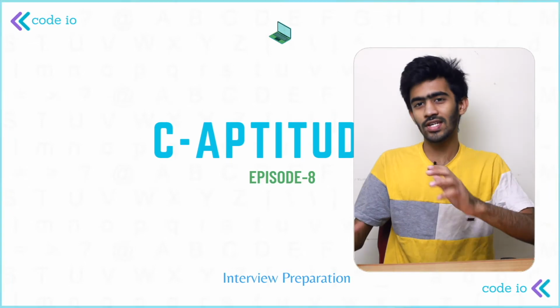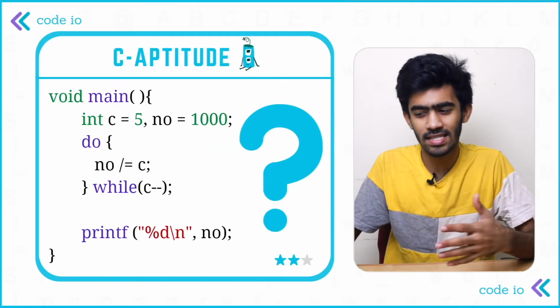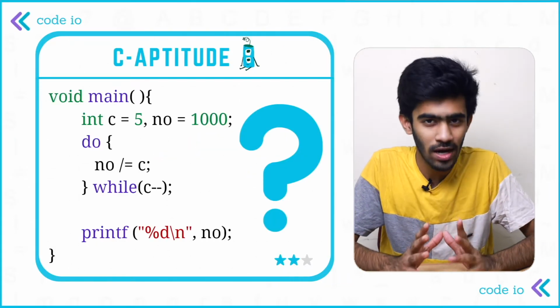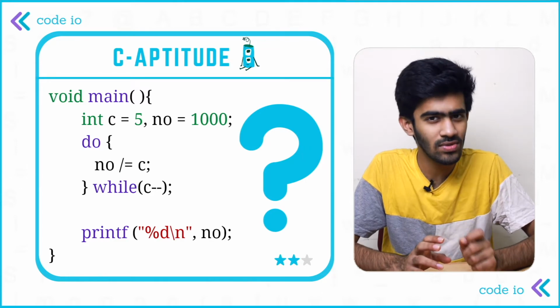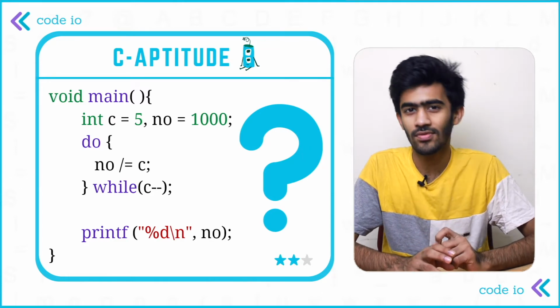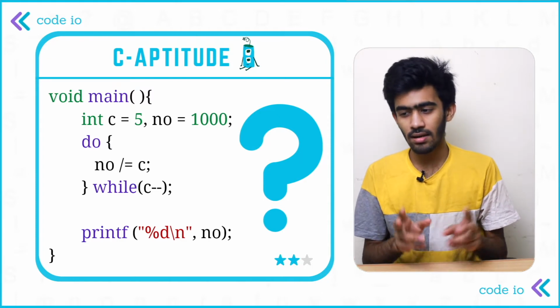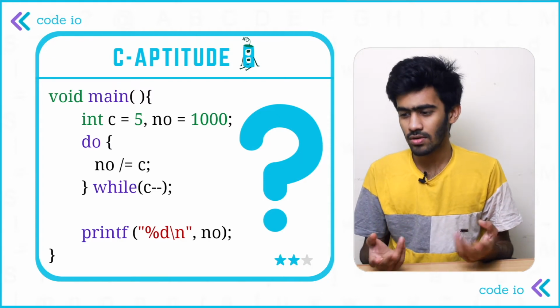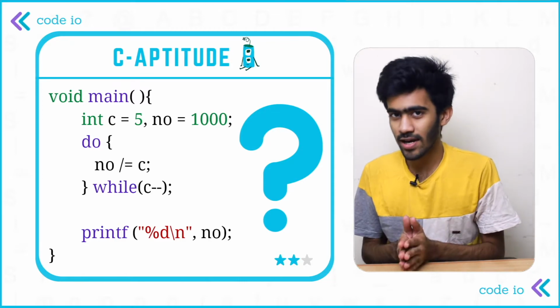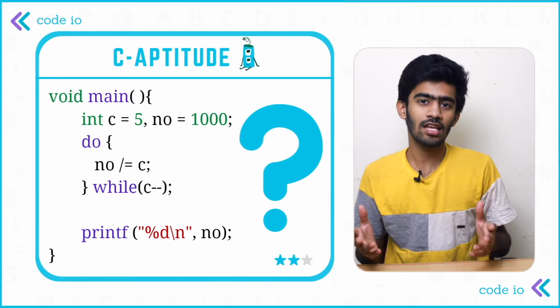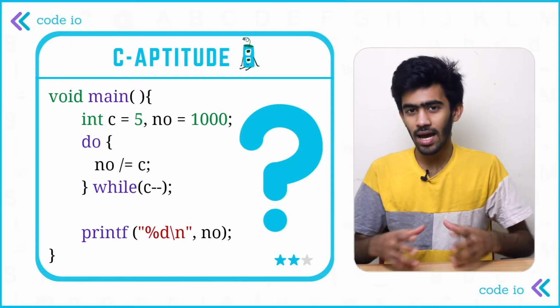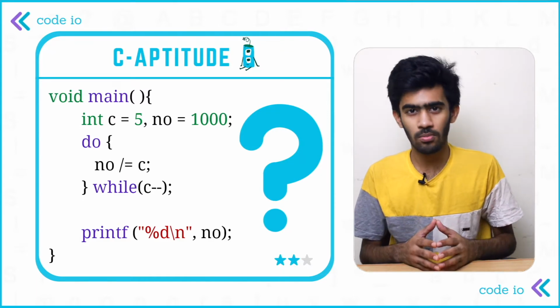So in today's video, we'll be solving this question. This is a do-while loop question and it has a twist at its end. What is that twist? We'll see now. We have two integers being declared, C and NO. C is declared as 5 and the number NO has the value 1000 in it. Okay, and then we'll get on to the do-while loop part.